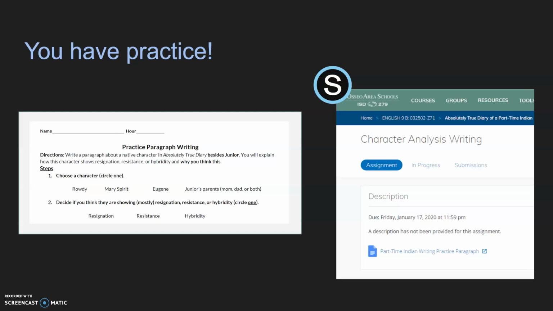Do you remember a couple weeks ago you wrote the practice paragraph, and you had to write about an Indian character besides Junior? So you could choose Rowdy, Mary Spirit, Eugene, or Junior's parents. And then you wrote a full paragraph, 12 or more sentences, talking about if that character showed resignation, resistance, or hybridity. After you worked through that packet, you had to transfer that onto Schoology into the character analysis writing. A lot of you did a really nice job with that. So if you felt okay doing that assignment, you are going to have no problem with this essay.